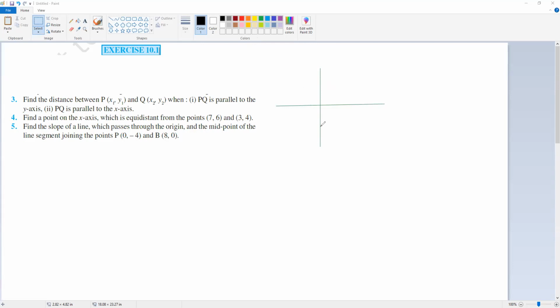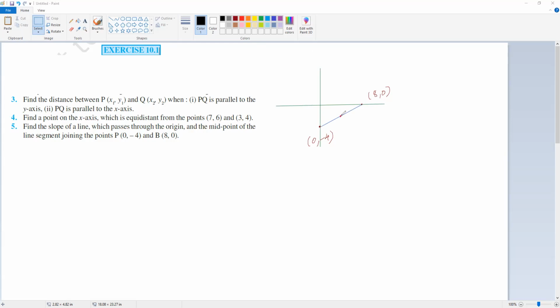So one point is 0 comma minus 4. This is a rough picture. Then 8 comma 0. The line segment passing through these two points. Its midpoint, we don't know exactly, it's a rough picture, so this is the midpoint.